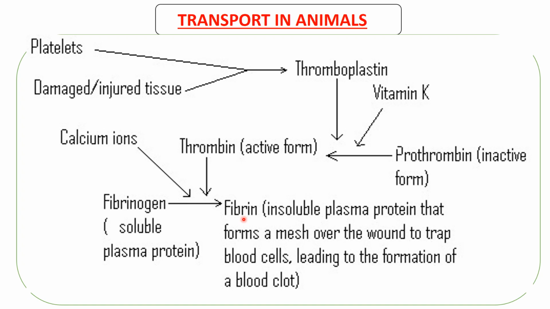Now it has been converted to fibrin, which is an insoluble plasma protein that forms a mesh over the wound to trap blood cells, leading to the formation of a blood clot. So these are the sequence of events that leads to blood clotting. So don't forget the role of vitamin K in helping thromboplastin to convert prothrombin to thrombin, and also the role of calcium ions in helping thrombin to convert fibrinogen to fibrin.